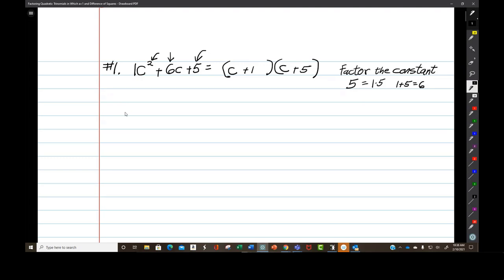Let's do this again. This is just so great. 1 c squared plus 6c plus 5. Because 1 is the leading coefficient, positive 1, I immediately make my parentheses. I split c squared apart into c and c. And then I factor the constant at the end into two numbers that add up to the middle number. So plus 1 and plus 5. And you are done. These are so great.